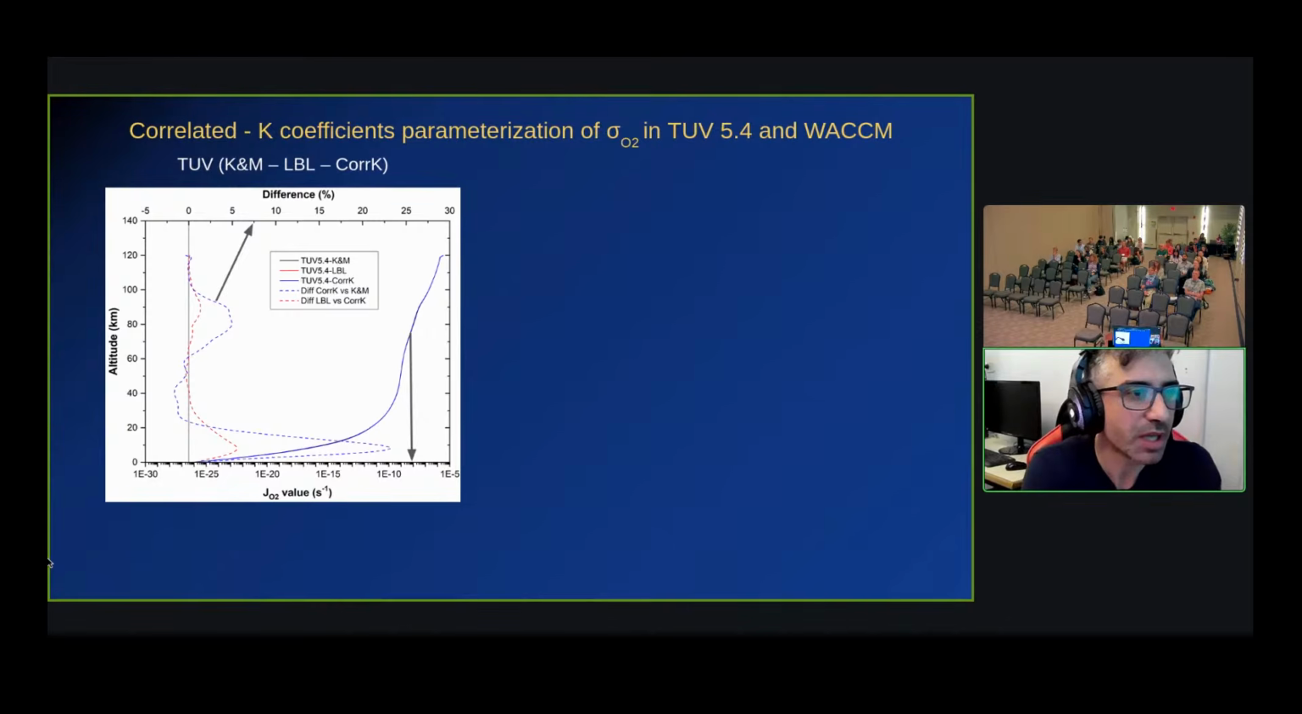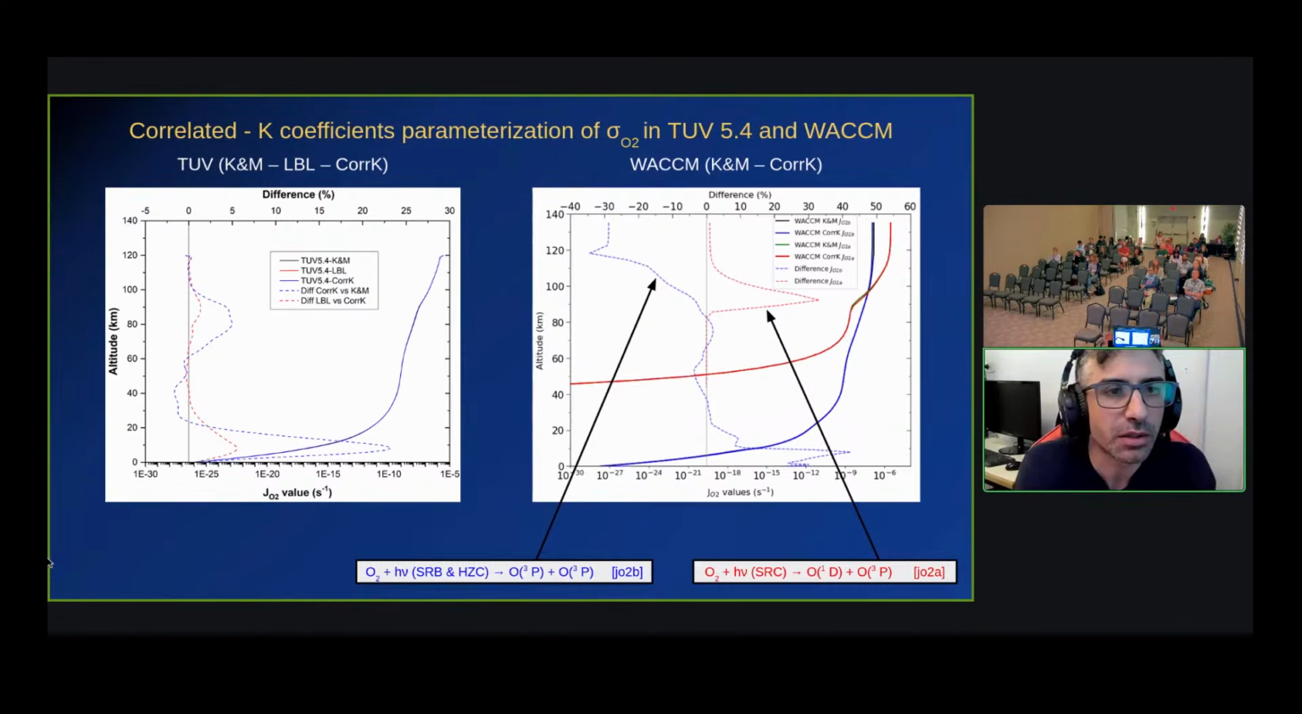We implemented in TUV the line-by-line computation and the correlated K computation and obtained a really good agreement between line-by-line and correlated K computation. We can see this in the red line. It shows the difference in the top axis. And we also implemented the correlated K parametrization in WACCM, and we can observe these vertical profiles.